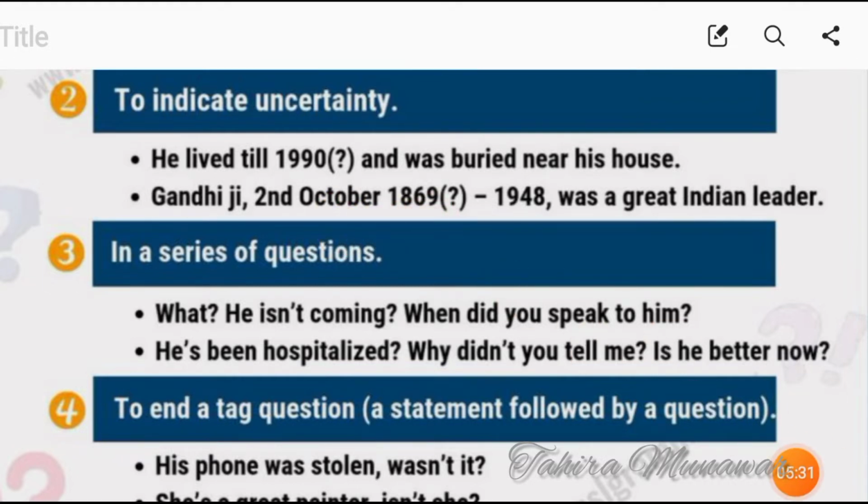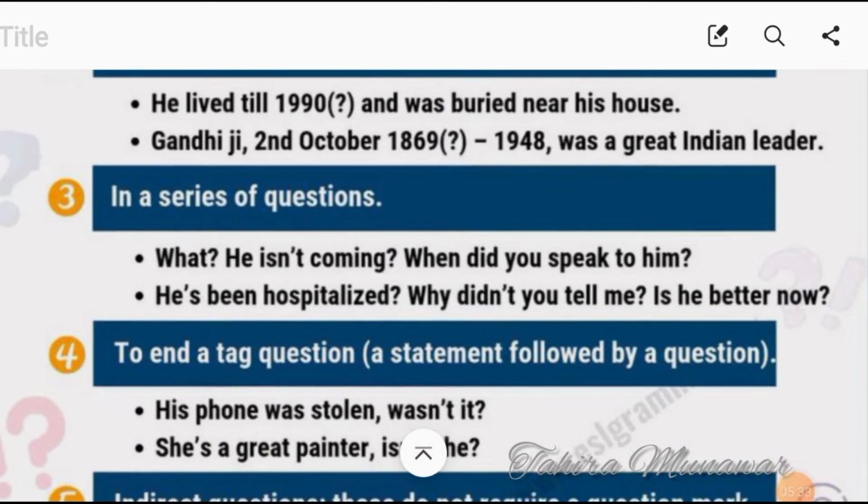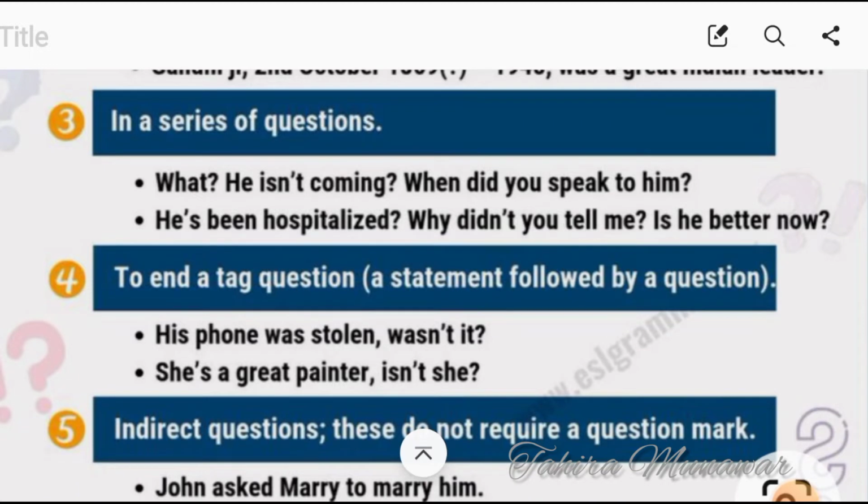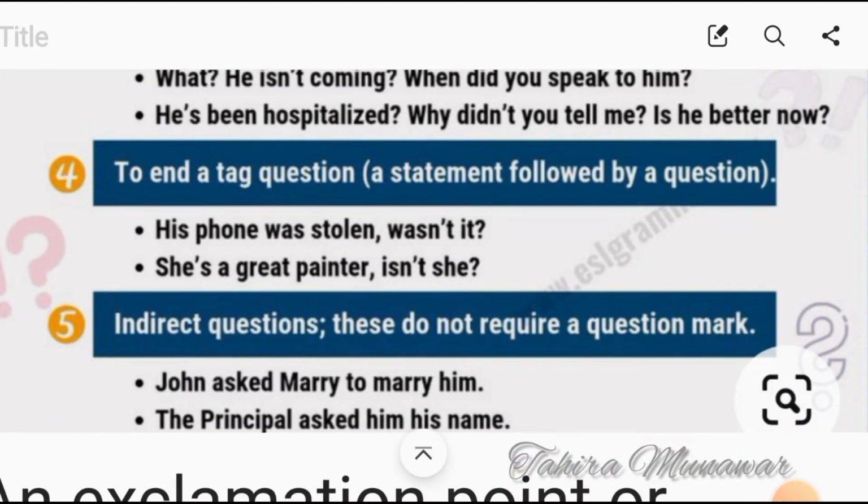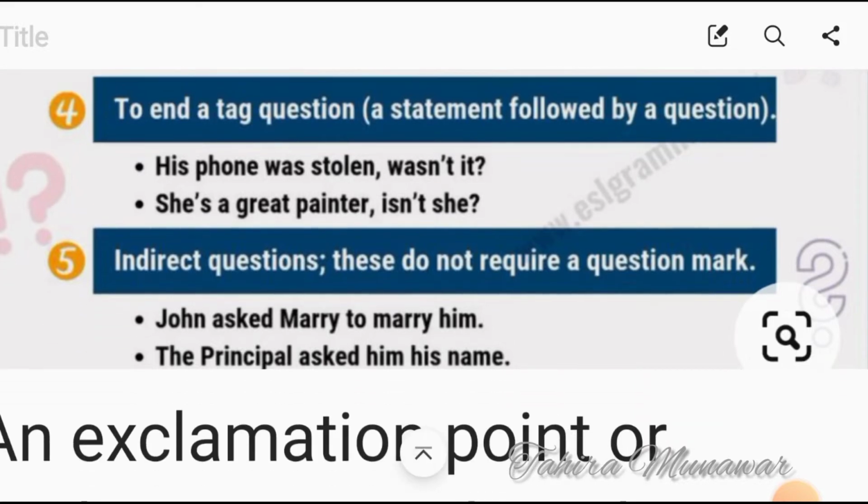his date of birth. In a series of questions, what? Why isn't he coming? When did he speak to him? So this is again the high tone in a series of questions. To end a tag question, you know, when there are question tags like wasn't it, isn't it, isn't she, aren't you, these are the question tags that we use at the end of a sentence in order to ask for information, in order to ask for confirmation sometimes. His phone was stolen, wasn't it? He is a great painter, isn't he?